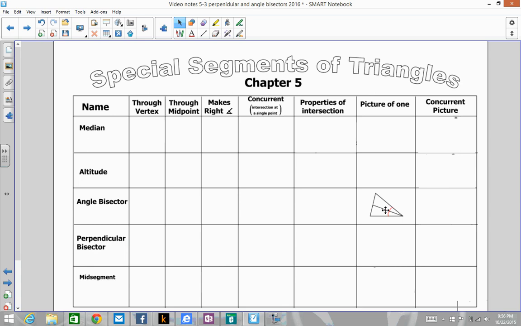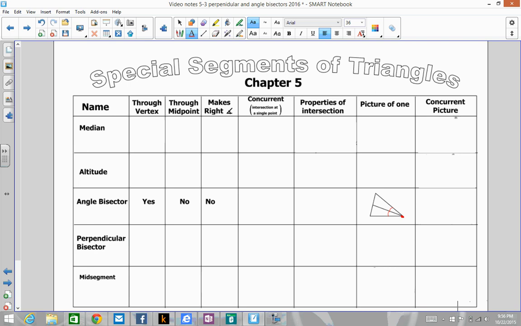So we ask these simple questions. Does an angle bisector go through the vertex? Yes, it does. It goes through that point right there. And does it go through a midpoint? Some of you may be thinking yes, because you keep doing your proofs like that, but it does not. Angle bisectors do not have midpoints. And it also does not make a right angle. Okay, so those are the properties of it.